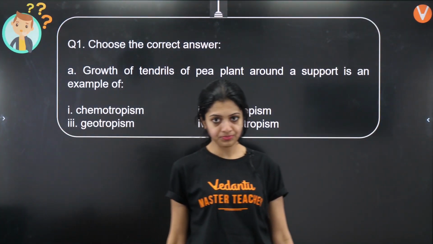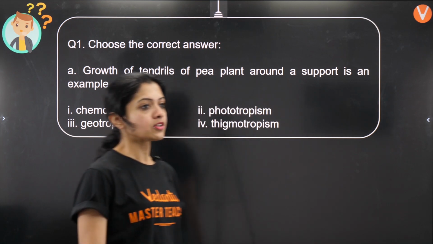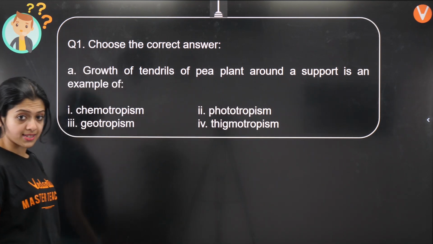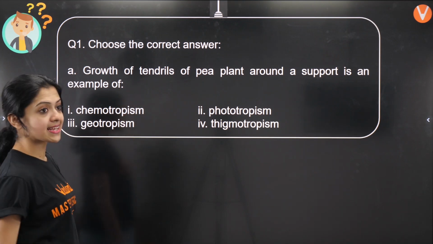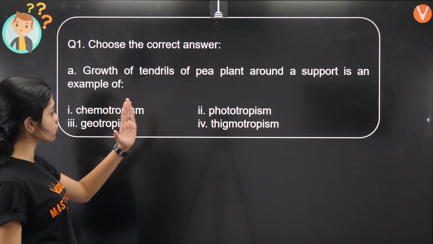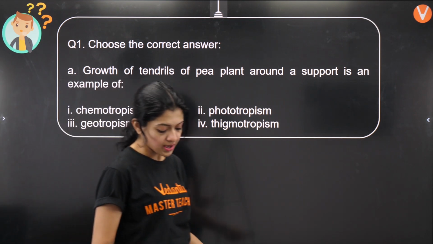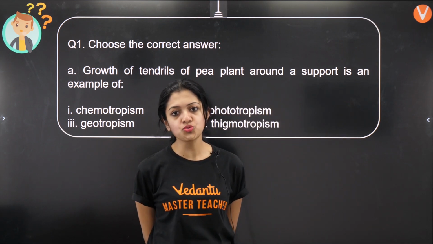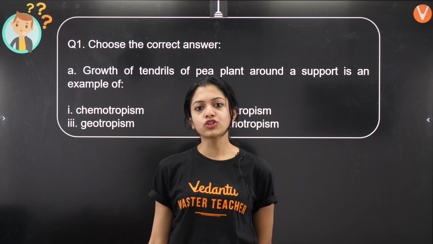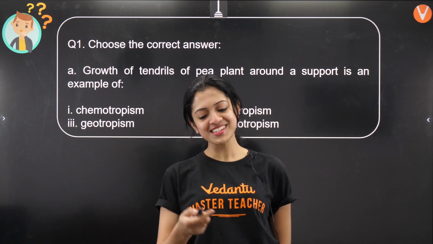The first question. Choose the correct answer. Okay, so the first sub-question under that is, growth of tendrils of pea plant around a support is an example of, is it chemotropism, phototropism, geotropism or thigmotropism? Yes, I think this is very simple. You don't need too much time to answer it. And your time ends in 3, 2, 1 and go.